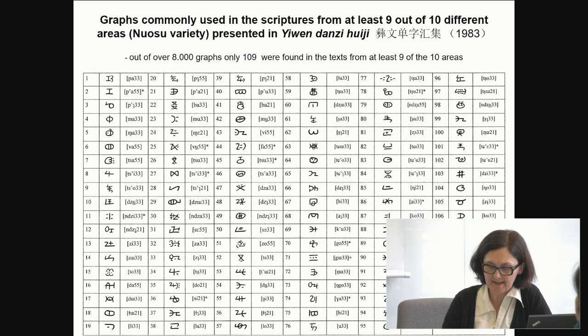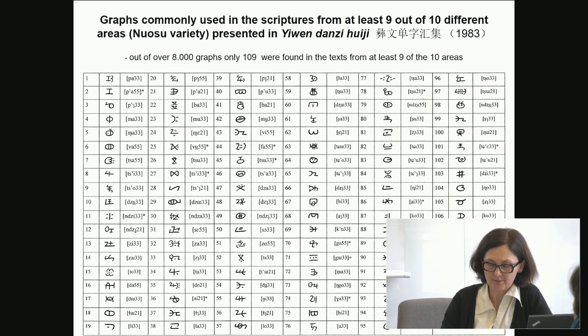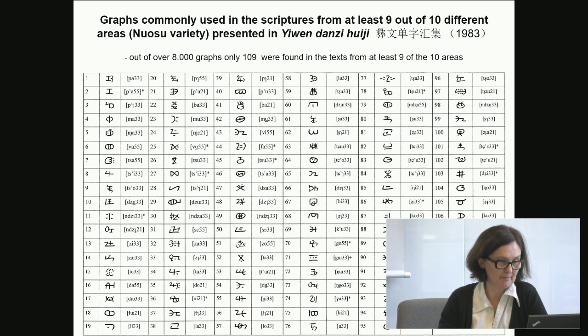The illustration presents signs that were homographic in at least 9 out of the 10 regions. Most of these signs appear to be quite simple in form and they can also be found in other scripts of the Nasu, Nisu, Sani, and others. They can be called corresponding signs. The percentage of these graphs in relation to the total number of graphs listed in the investigated material is low, less than 10%.